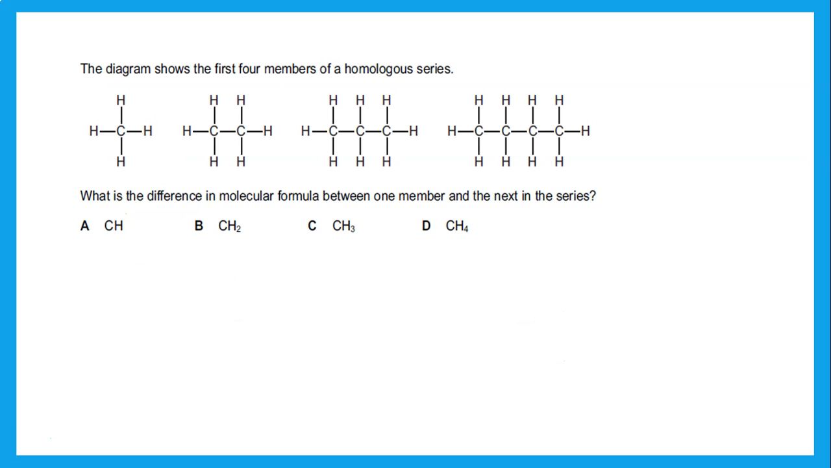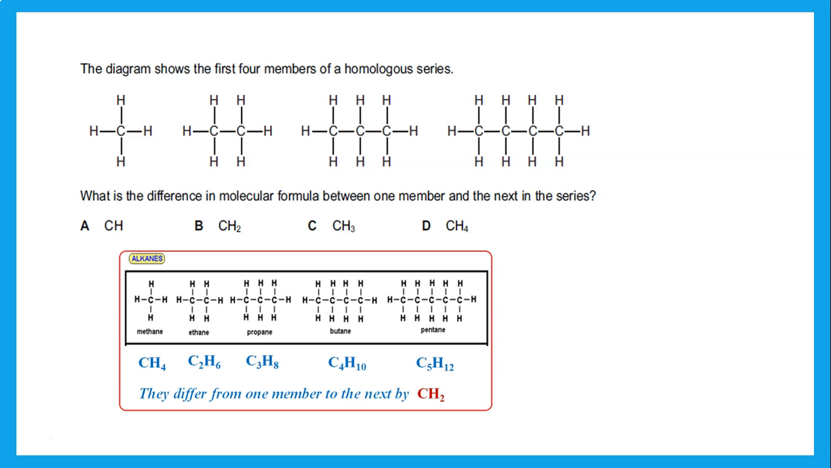The diagram shows first 4 members of a homologous series. What is the difference in the molecular formula between one member and the next? Well, if you look at it, whether we're talking about alkanes or alkenes, each successive member of the homologous series, we're adding a CH2 to the first one. So CH4, add to it CH2, it becomes C2H6. Add another CH2, it becomes C3H8, and so on. So members of alkanes and members of alkenes, they differ from one member to the next with CH2.